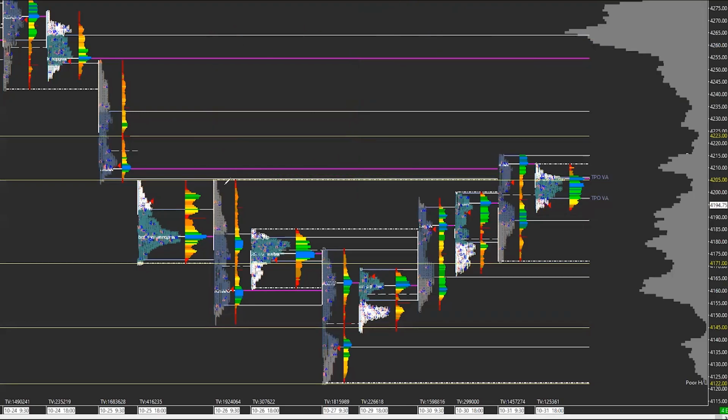So a P-shaped profile, what does that look like? Just find one.